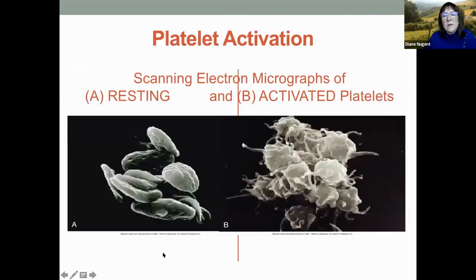And so this is what it looks like in real life. Here's these resting pita bread-like platelets, but as soon as they start activating, their whole surface starts to change completely.